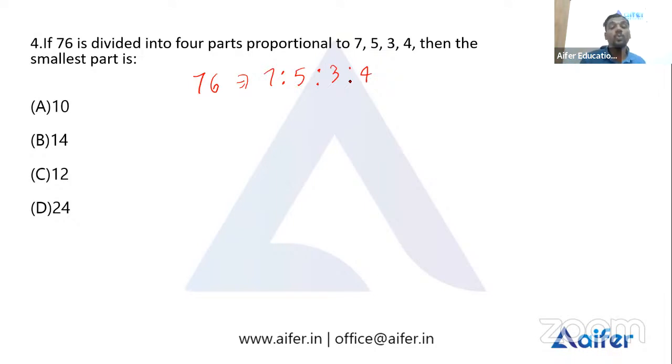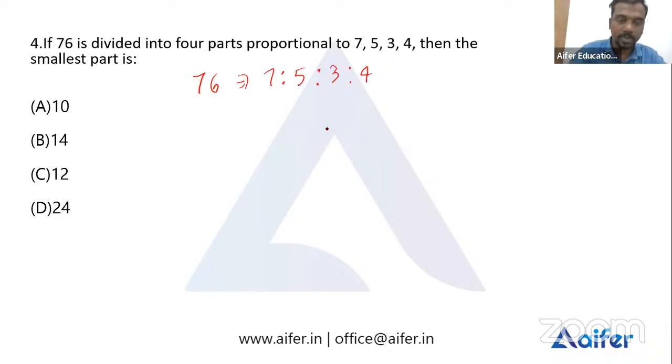So what we'll do is add the proportional numbers: 7, 5, 3, and 4. But as we have already discussed, we can't add the ratio numbers directly, because sometimes it may be the simplest form of the ratio. So what we'll be doing is putting x.